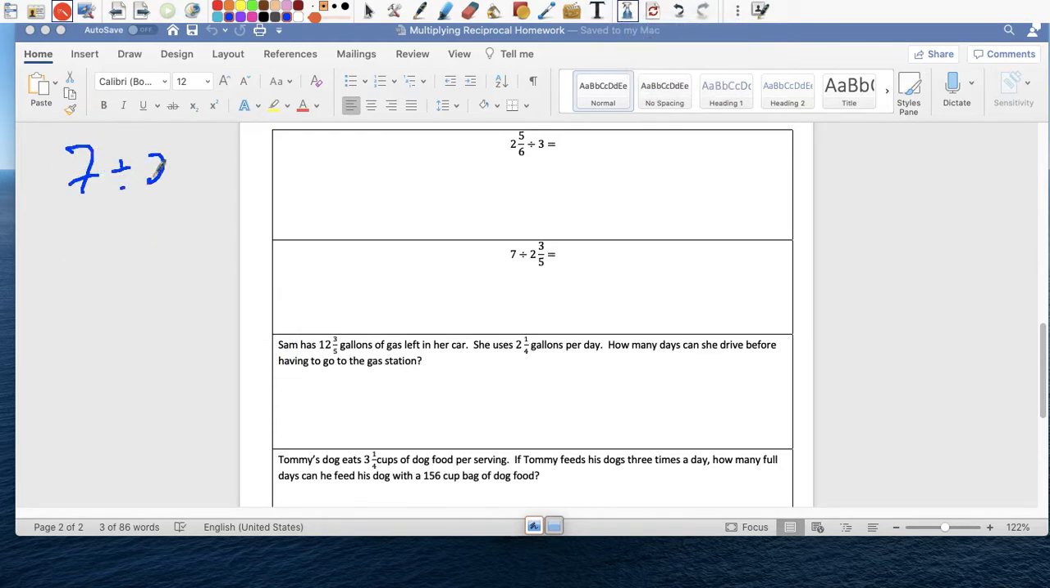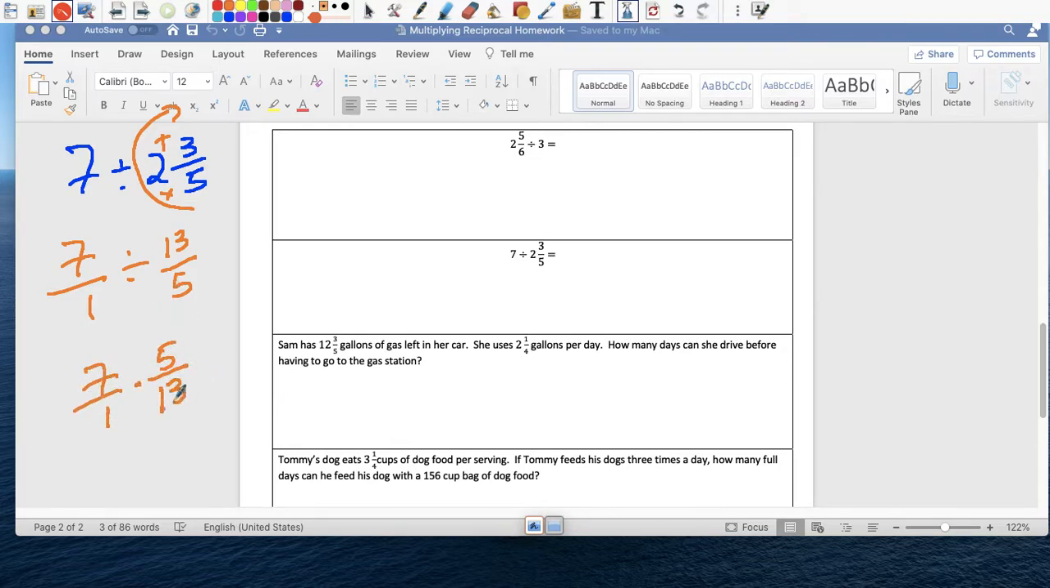7 divided by 2 and 3/5. So again, we have to make 2 changes. So let's do the easy one. That one. And then here, times and a plus. 5 times 2 is 10. We'll put the arrow there. 5 times 2 is 10, plus 3 is 13, over 5. Change to multiplication, which makes me have to use the reciprocal. 7 times 5 is 35. 1 times 13 is 13.